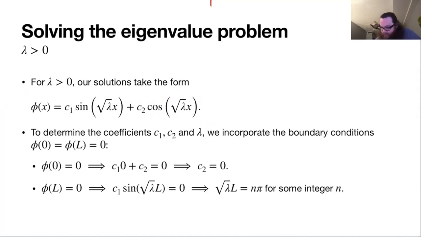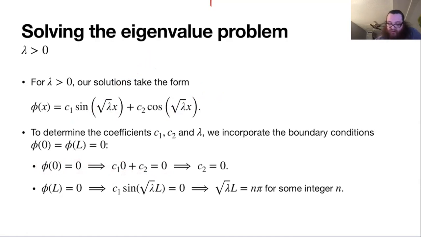So we have two boundary conditions: phi of 0 is equal to 0, phi of L is equal to 0. If we use the first one, we'll plug in x equals 0 there and there. Cosine of 0 is 1. Sine of 0 is 0. So what we end up with is C1 times 0 plus C2 times 1, and that's equal to 0 because phi of 0 is equal to 0.